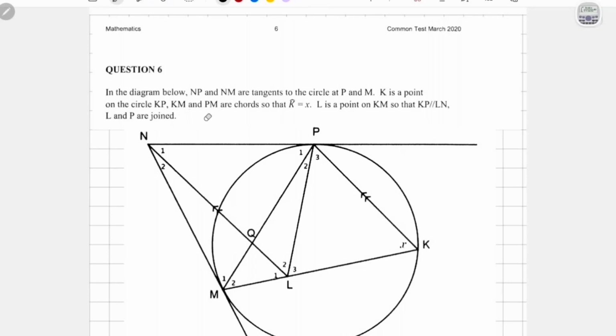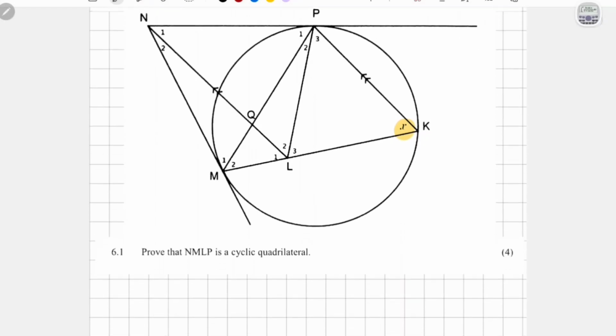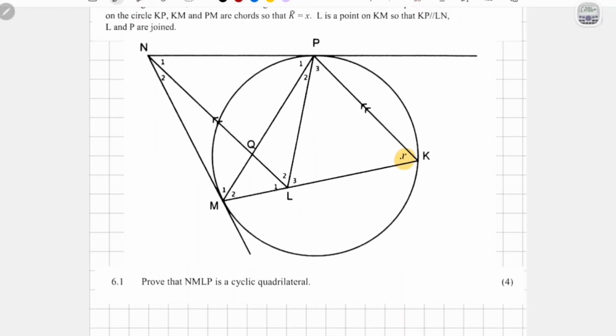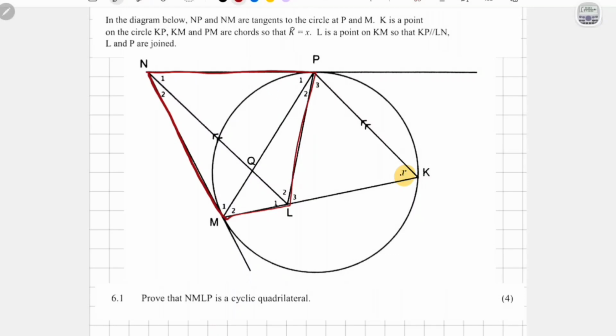KP, KM, and PM are chords so that angle K is equal to X. So that they've already made an X somewhere. Okay. Then they also tell us that L is a point on KM so that KP is parallel to LN. So these two lines are parallel, right? That we have. Then lastly, L and P are joined. Okay. So the first question is you need to prove that NMLP is a cyclic quadrilateral. So this is this quadrilateral that we have over here. We have to prove that that's a cyclic quadrilateral.